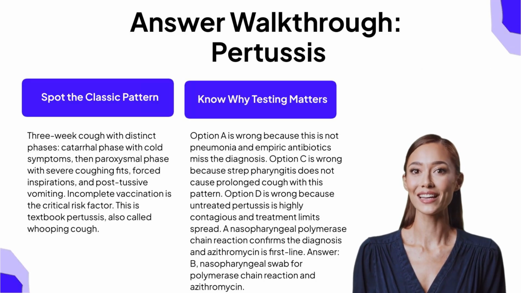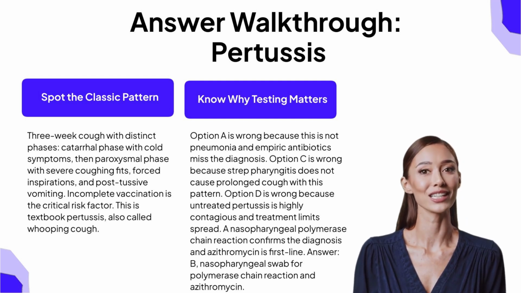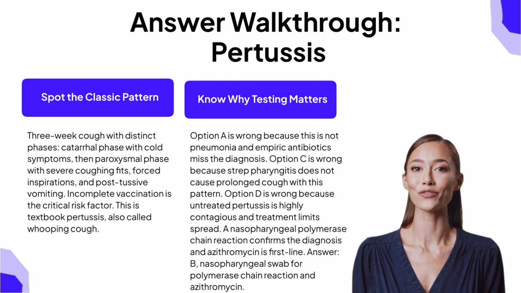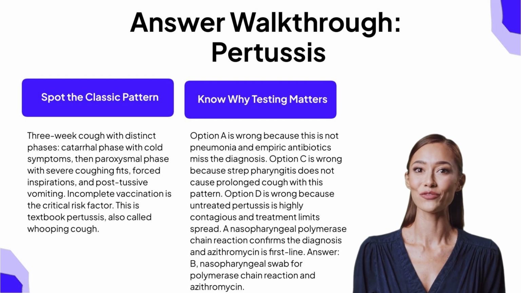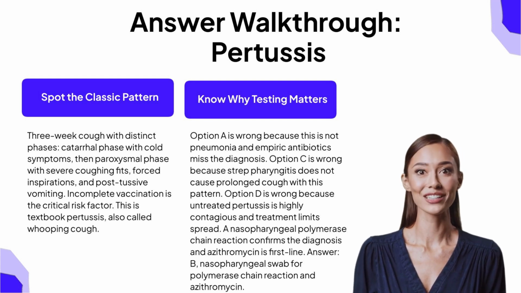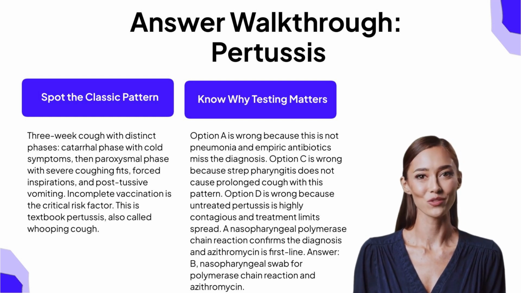The classic pattern here is a 3-week cough with distinct phases. The catarrhal phase comes first with cold-like symptoms. Then comes the paroxysmal phase with severe coughing fits, forced inspirations, which is the whoop, and post-tussive vomiting. Incomplete vaccination history is the critical risk factor the boards include to guide your diagnosis. This is textbook pertussis, also known as whooping cough.